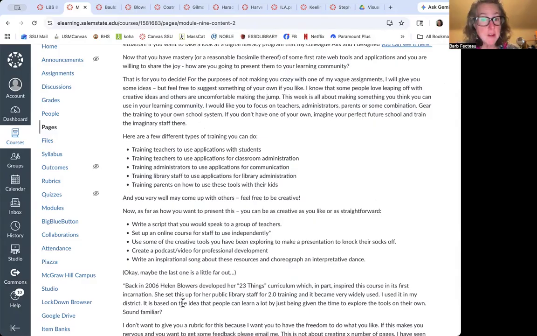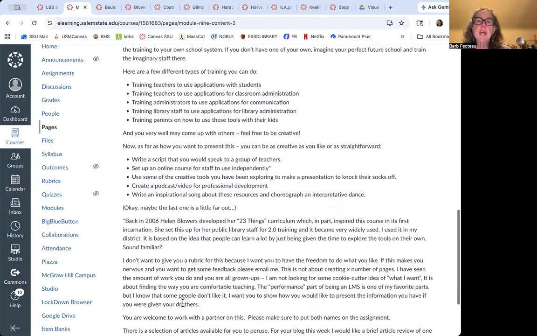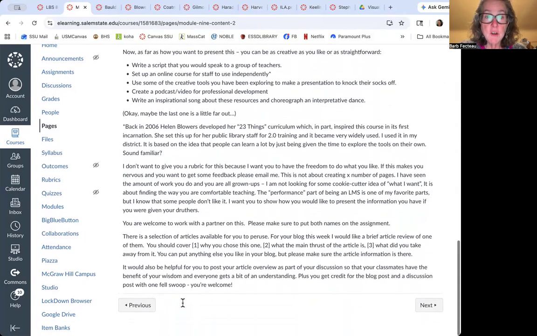If you come up with something that's not on that list, that's fine. Just where you would use professional development, and then however you want to present it, you can write out a straight up script. You can set up an online course, and the Helen Blowers article looks at that, something for people to use independently. You can use some of these tools: podcast, video, inspirational song, choreograph an interpretive dance, really, whatever you want to do. And then here you go.